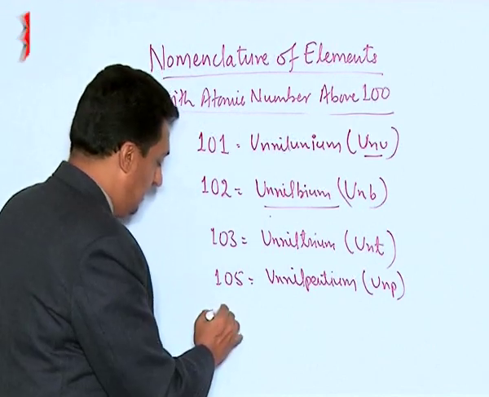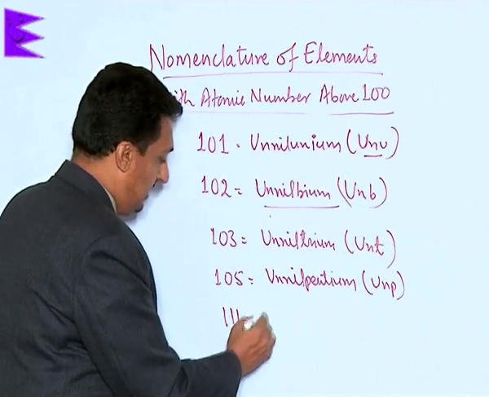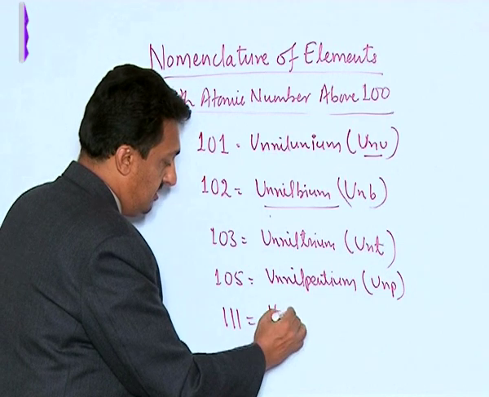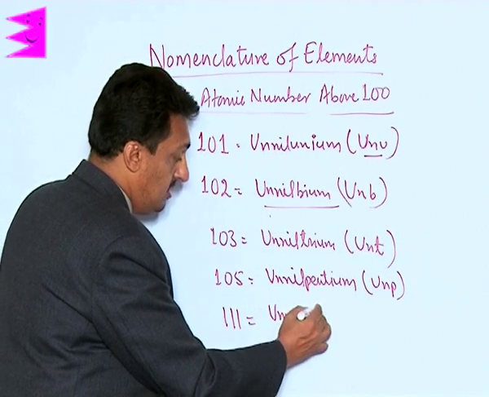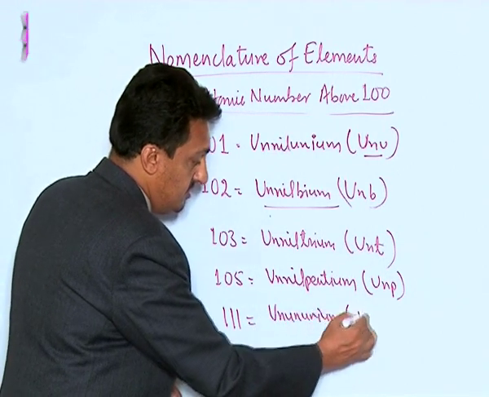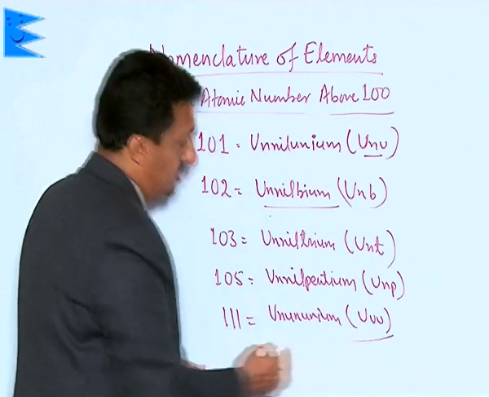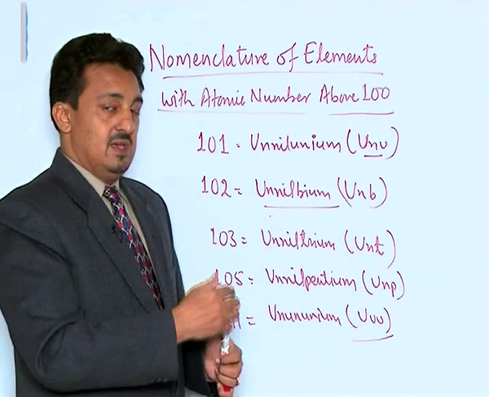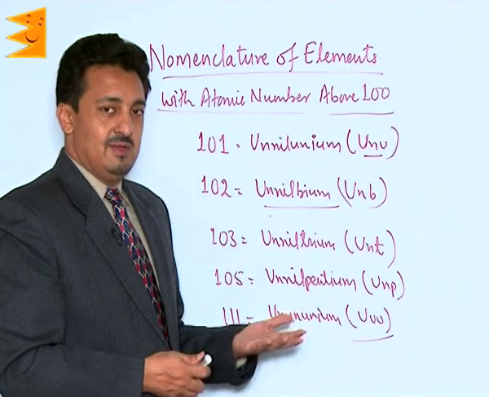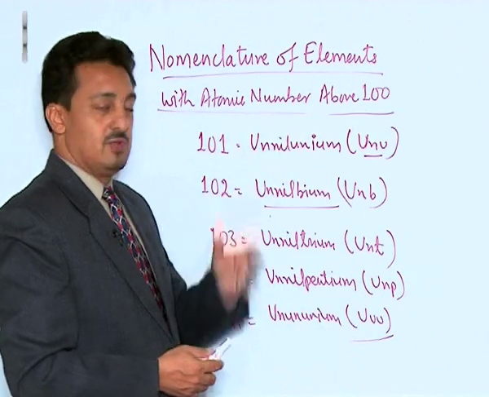Now similarly, element 111 is unununium, Uuu. So this is how we can name any element having an atomic number more than 100.